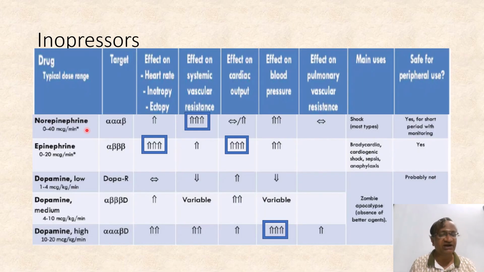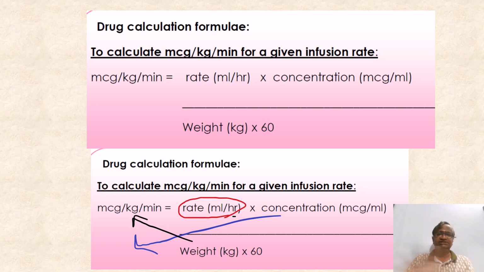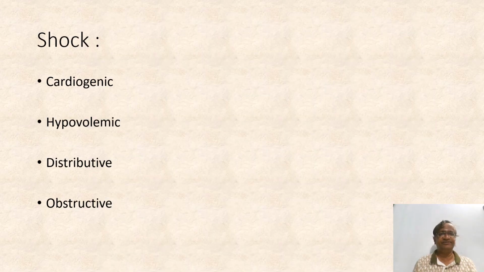So norepinephrine, NORAD, see here SVR increase. Where we want SVR to rise is in septic shock, NORAD. Epinephrine is ideal in anaphylaxis. Dopamine has slowly gone out of routine use. I'm not going into this because software has come to calculate.